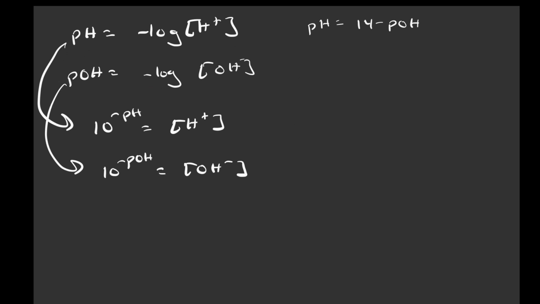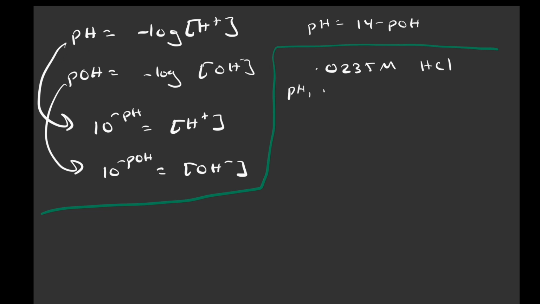Okay, so let's try a practice problem to see how we can use these equations to help us out here. Let's have a 0.0235 molarity solution of HCl, and let's try to figure out the pH, the pOH, the concentration of H plus, and also OH minus. I want you to pause the video and try to figure out these four things.